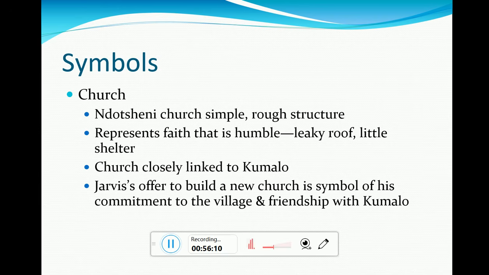And then towards the rebuilding and reconstruction of Ndotsheni, one of the most important things that James Jarvis is going to do after changing his character and perception through the death of his son is that he's going to rebuild a new church for the people of Ndotsheni, which is a symbol of his commitment to the village, and the friendship he is going to form with Kumalo, which is quite ironic because ideally you would expect them not to have any form of connection, or maybe James Jarvis to be resentful towards Reverend Stephen Kumalo over the fact that his son is the one who murdered his son.